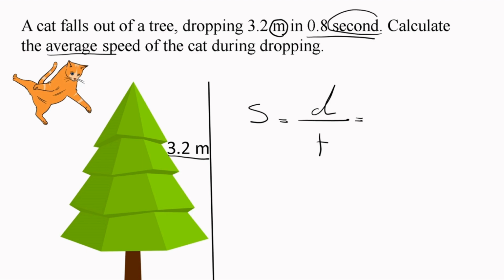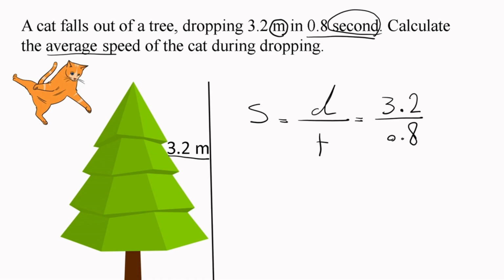So everything is good and I should not convert anything, because I told you we must have both of them based on meter and second, or kilometer and hour. And here they are corresponding. So 3.2 over 0.8. I expect you to know how to calculate this.